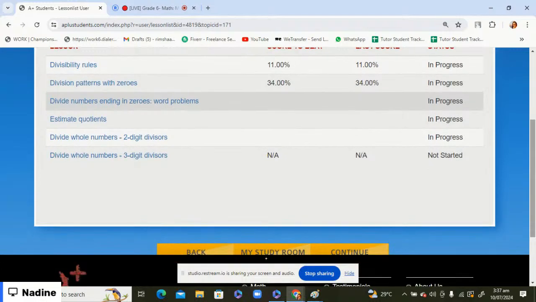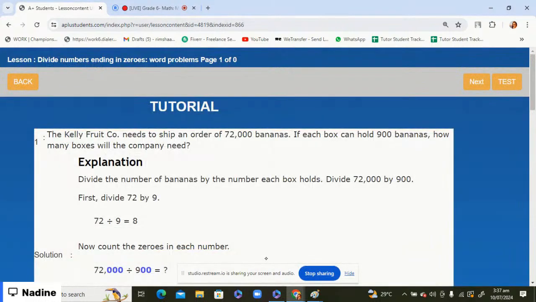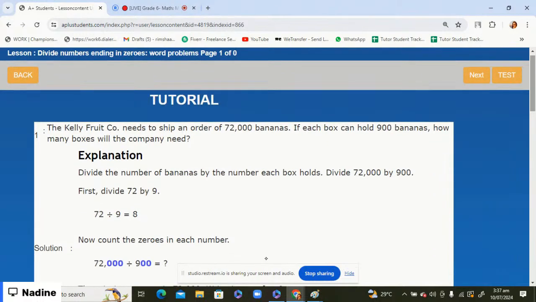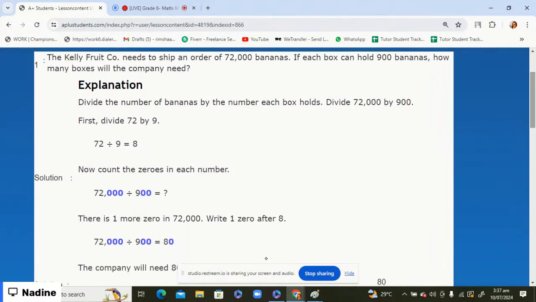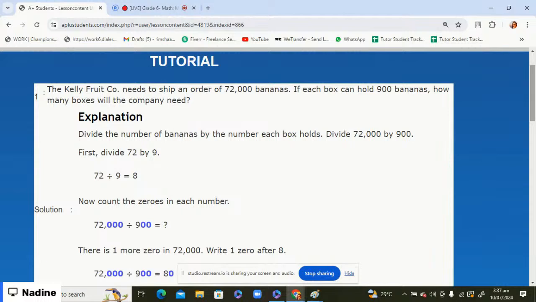Okay, so let's get started. Divide numbers ending in zeros word problems. Okay, so the first question is here. The Cali Fruit Co needs to ship an order of 72,000 bananas. If each box can hold 900 bananas, how many boxes will the company need?